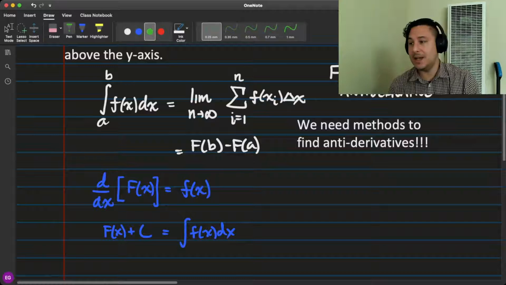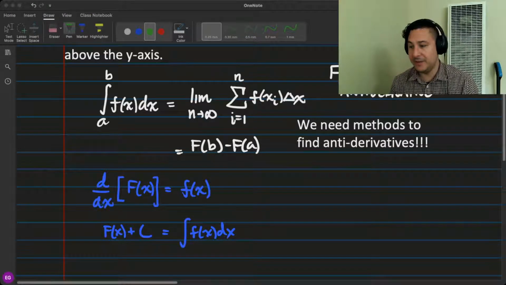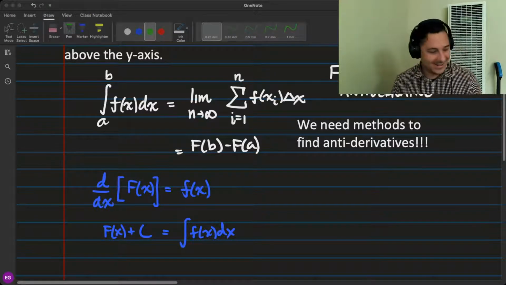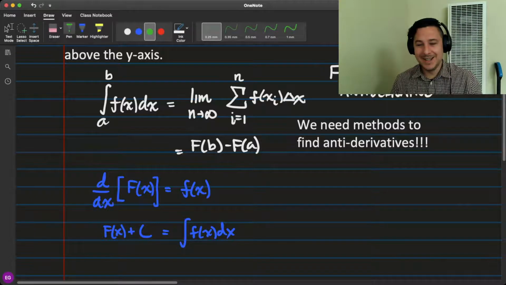Okay, so why am I writing this? Because this gives you a method. Hopefully this gives you a method to figure out antiderivatives.